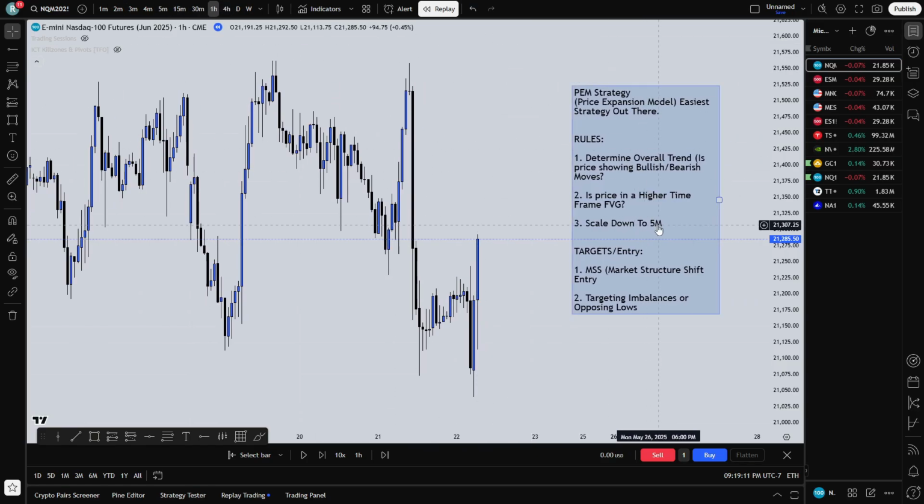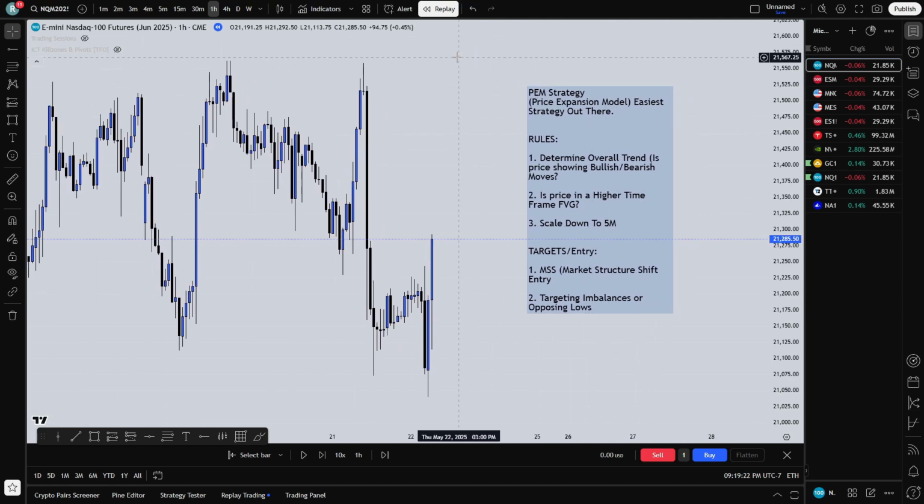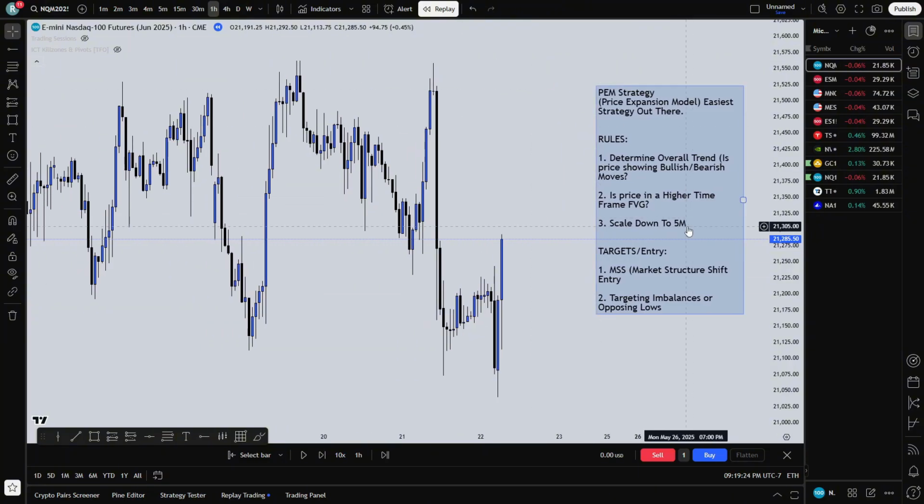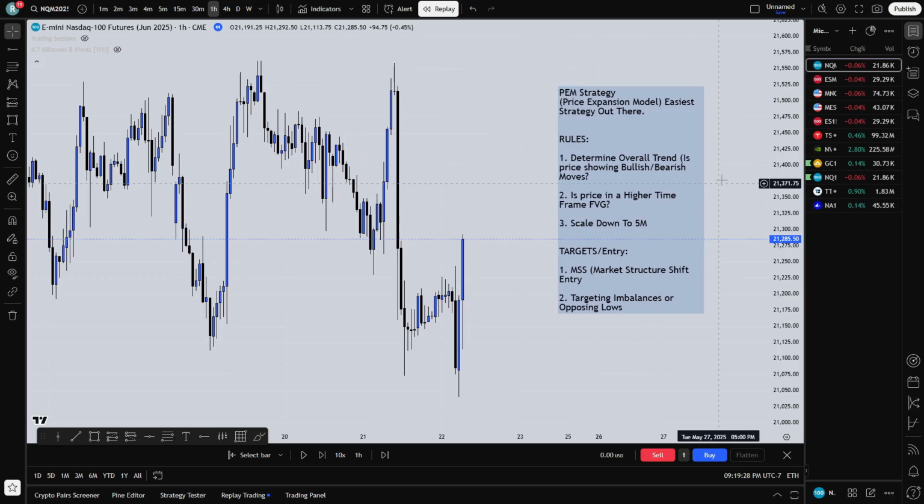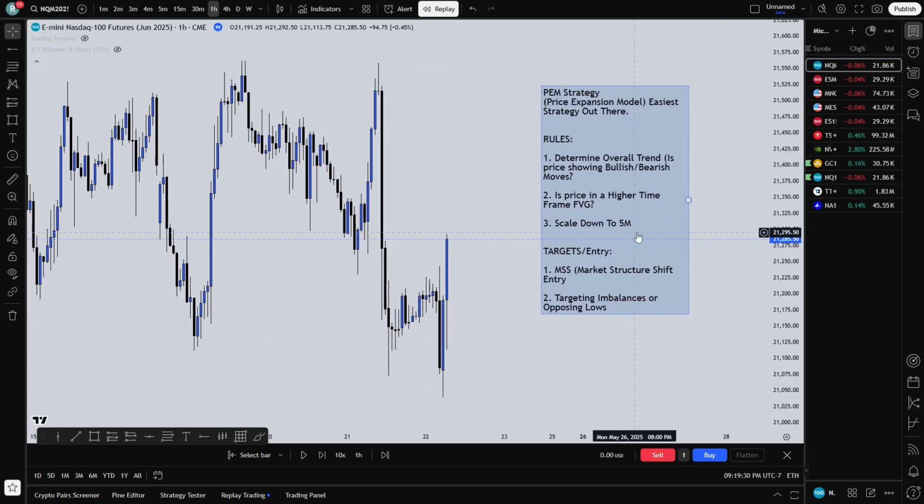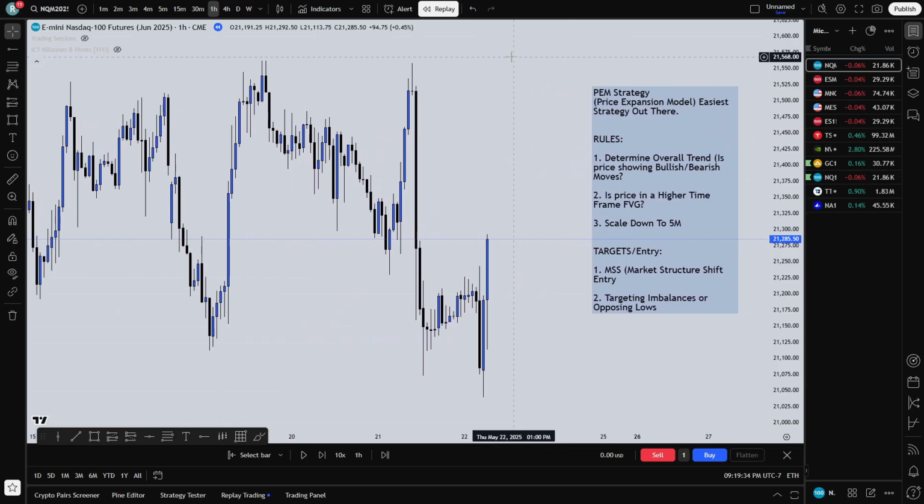You could also scale down to the 1 to 5 minute for an entry, but I find market structure shifts on the 5-minute to be the most respected. So I would stick with the 5-minute if I were you. If you want to go down, you always can. Just know my win rate and my backtesting is always from the 5-minute. So let's go ahead and identify this.